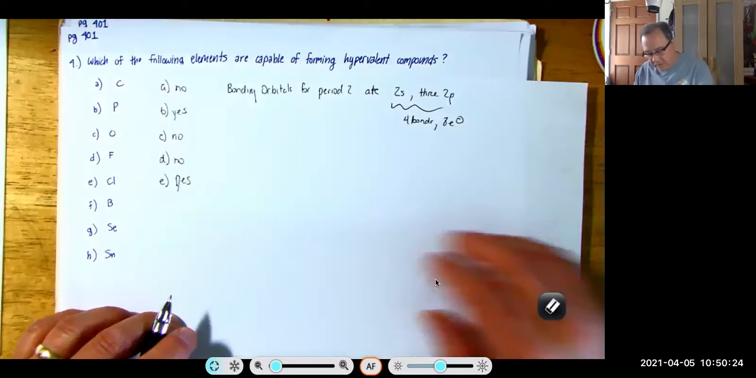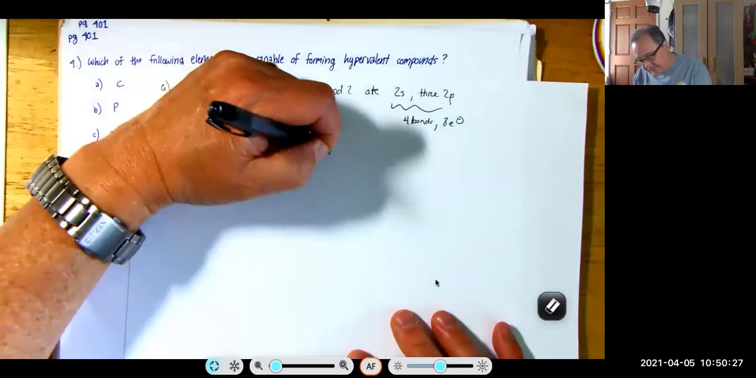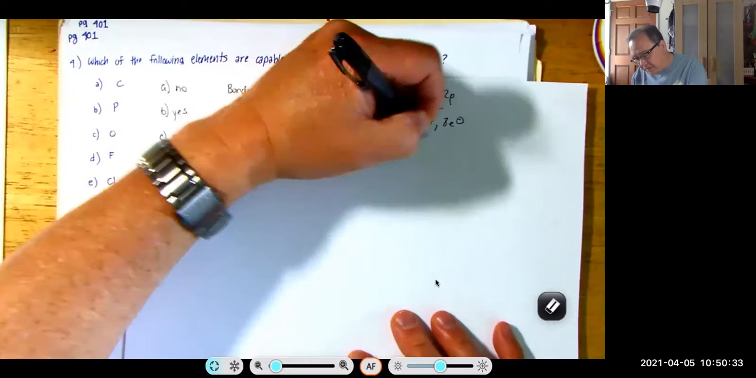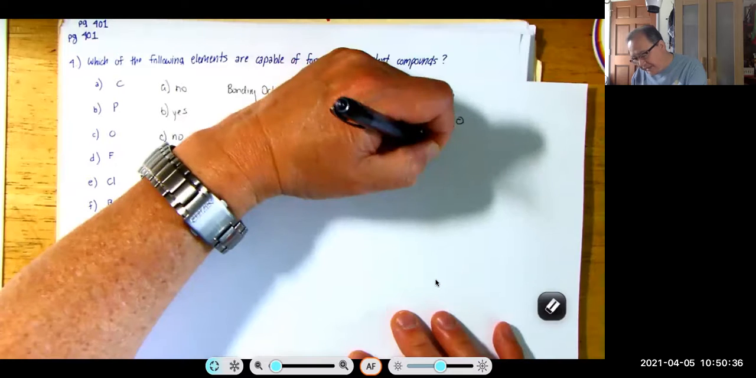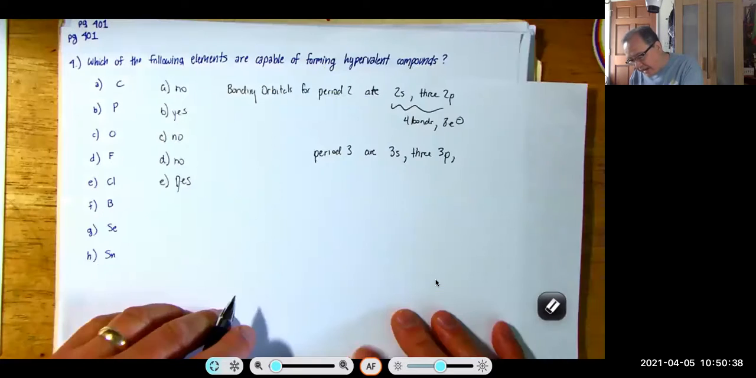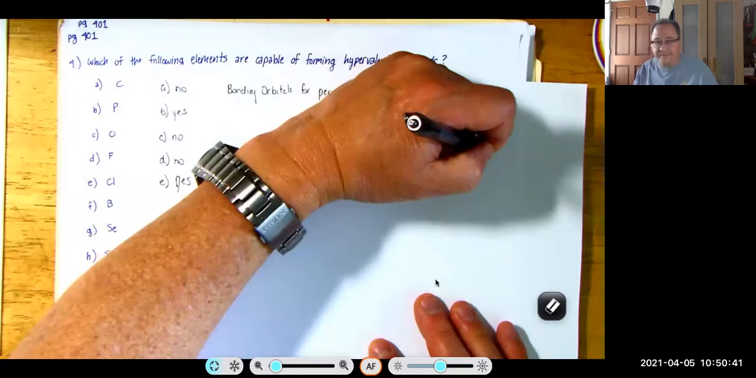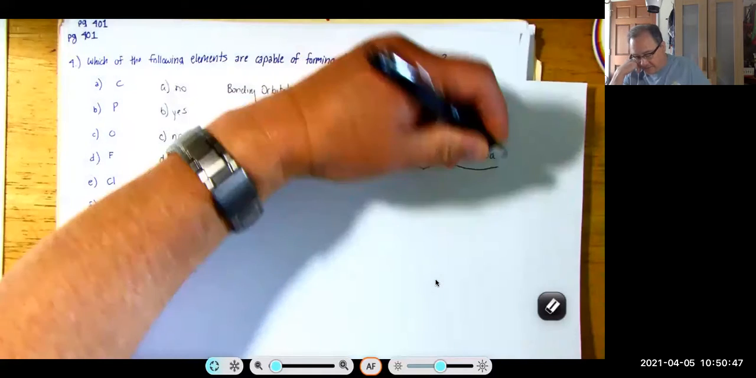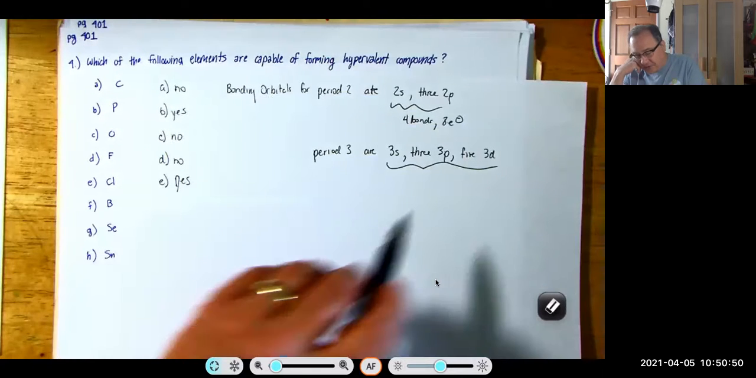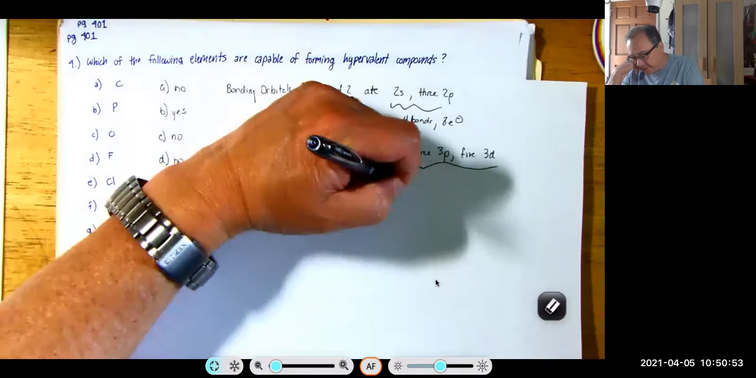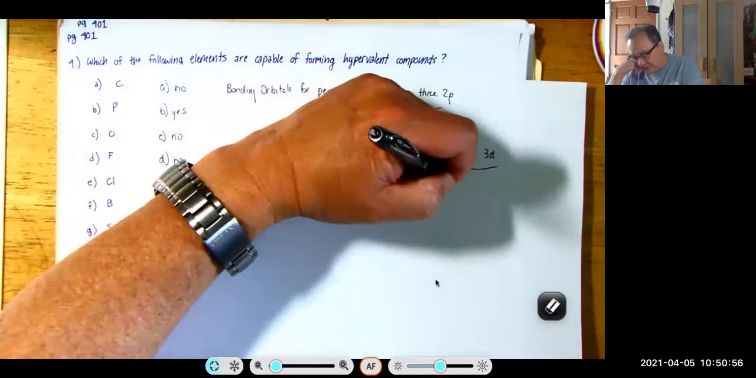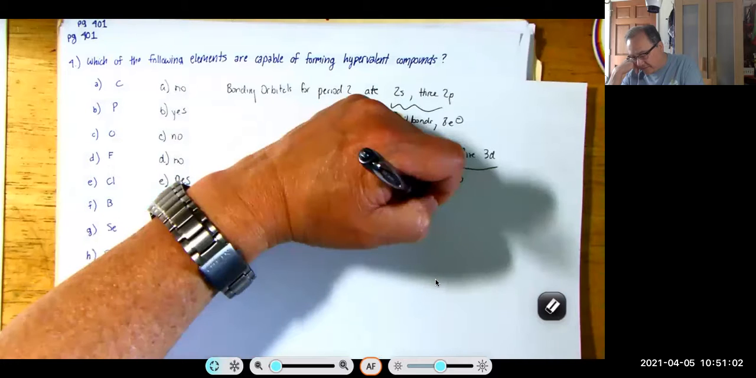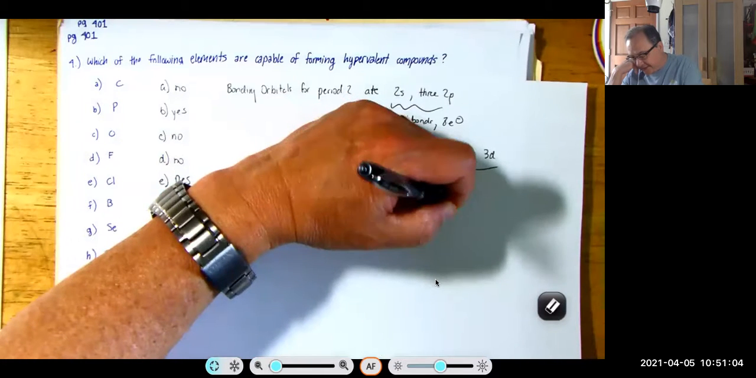For period 3, you've got the 3s, the three 3p's, and you've also got five 3d's. So how many bonds could you presumably make here? 5 plus 3 plus 1, 9 bonds and 18 electrons. Now, usually the limit is 6 bonds or 12 electrons.